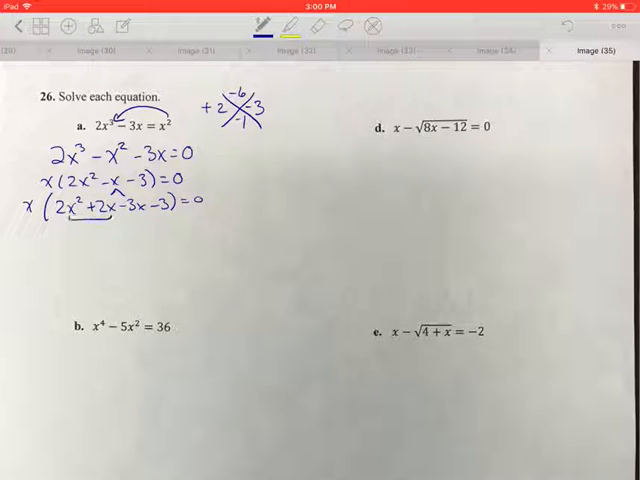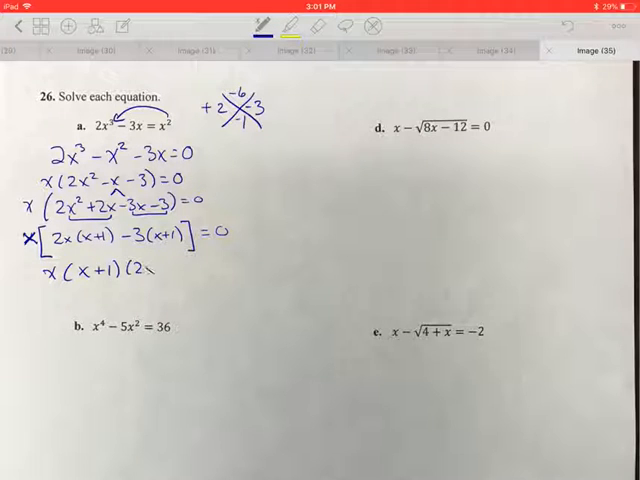And I'm going to do my grouping. So I'm going to make this a bracket just so that we don't forget about that x, because that's important. I can take out a 2x, that leaves me x plus 1. I can take out a -3, and that also leaves me x plus 1. So I end up with x times (x plus 1) times (2x minus 3). And remember, this is all equal to 0. So it's fully factored, but it's not solved.